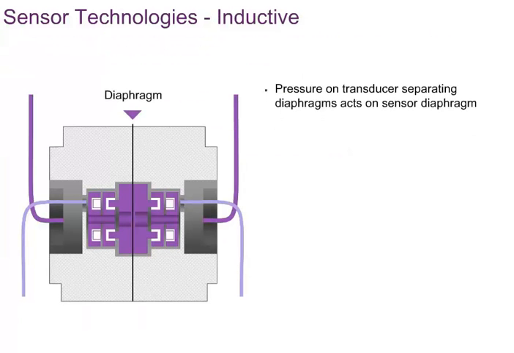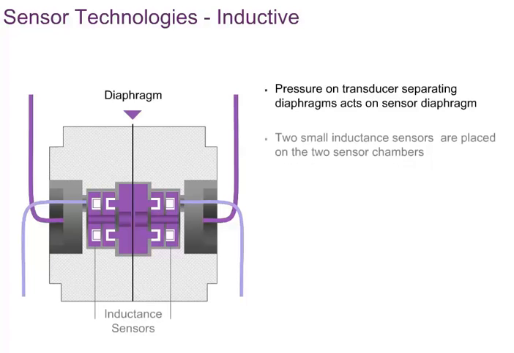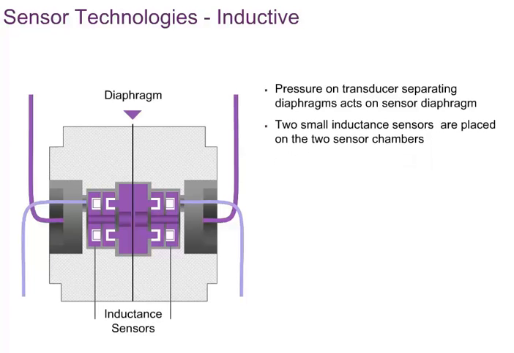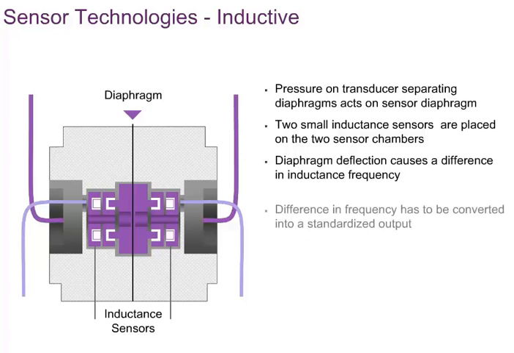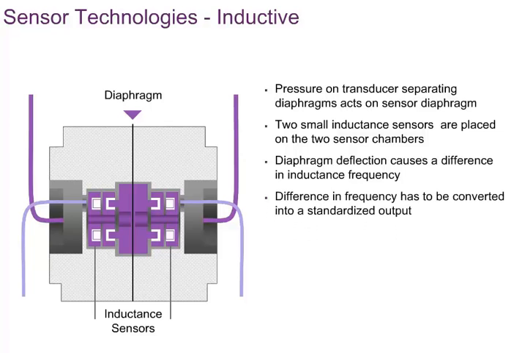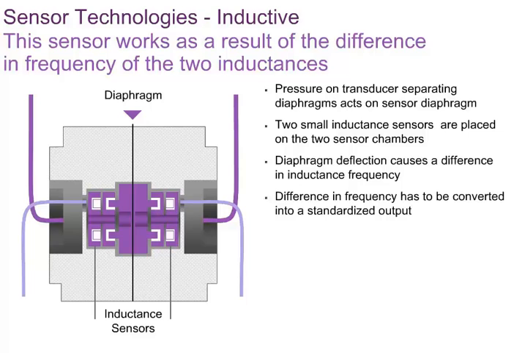The pressure applied on transducer separating diaphragms acts on a sensor diaphragm that divides the sensor into two chambers, where inductance sensors are located. The deflection of this diaphragm causes a difference in inductance frequency that has to be converted into a standardized output. This sensor works as a result of the difference in frequency of the two inductances.